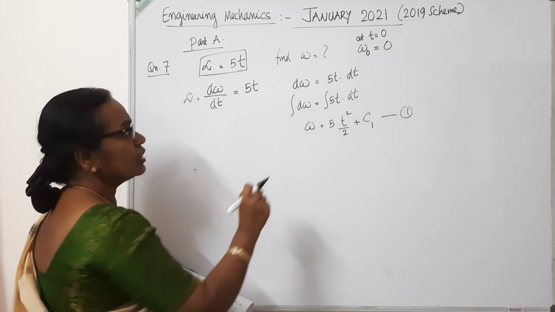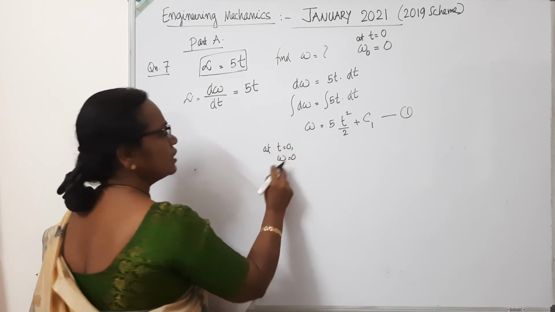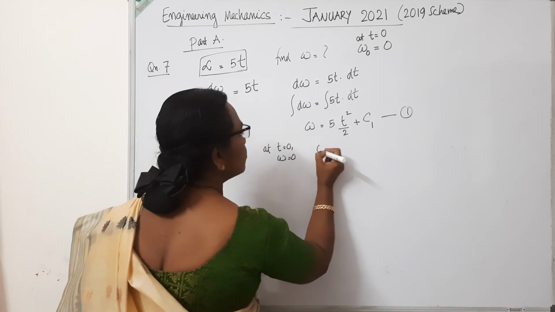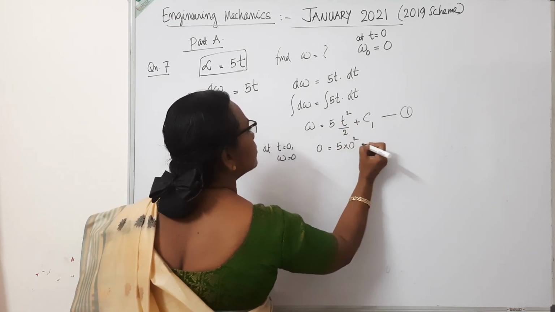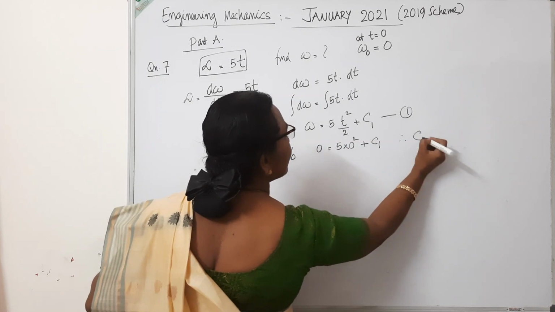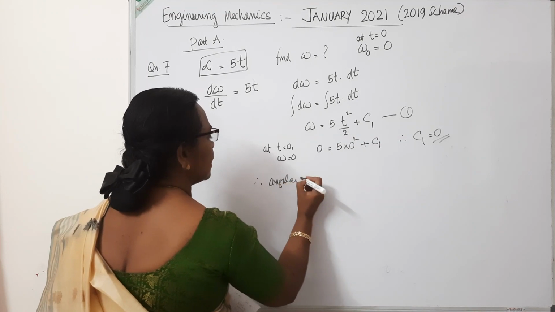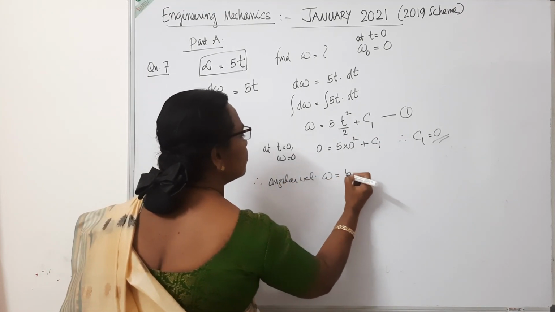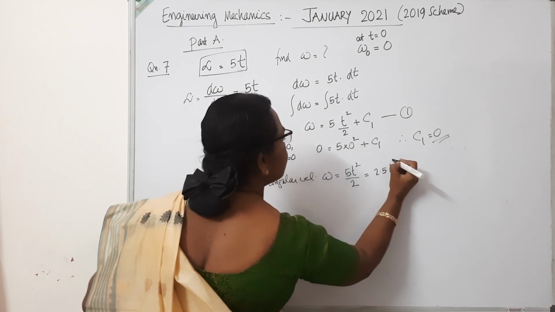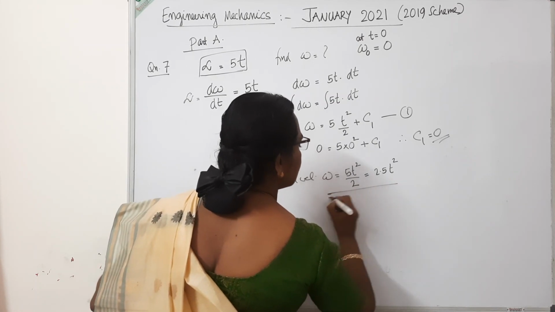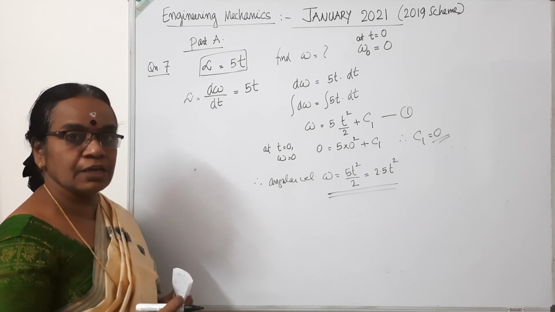To evaluate this constant of integration, at t equal to 0, we are given omega equal to 0. Initial velocity is 0. So 0 is equal to 5 into 0 plus c1. Therefore c1 is equal to 0. Therefore the expression for angular velocity omega is equal to 5t square by 2, that is equal to 2.5 t square. This is the answer to the question. So simple. Okay, we get 3 marks.